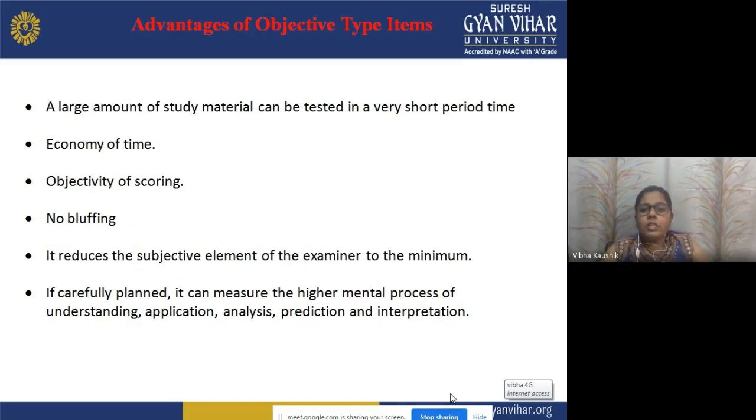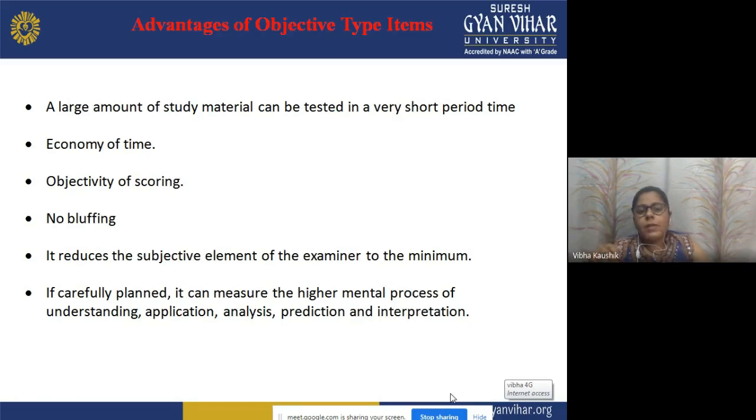Now, advantages of objective type items. A large amount of study material can be tested in a very short period of time. A large amount of study material means that when the teacher is framing an objective type test, the whole course can be covered. Economy of time. It is easy to construct the objective type test, so there is a saving of time.